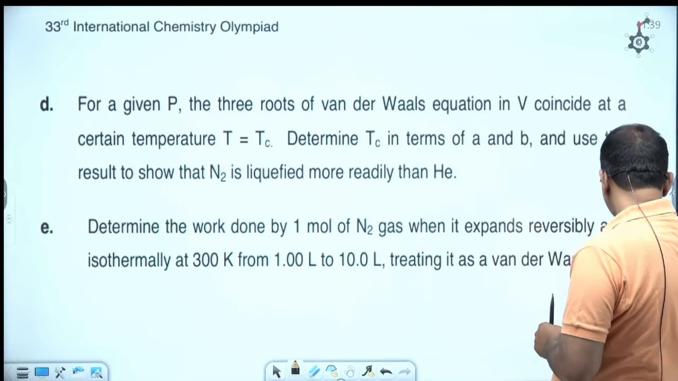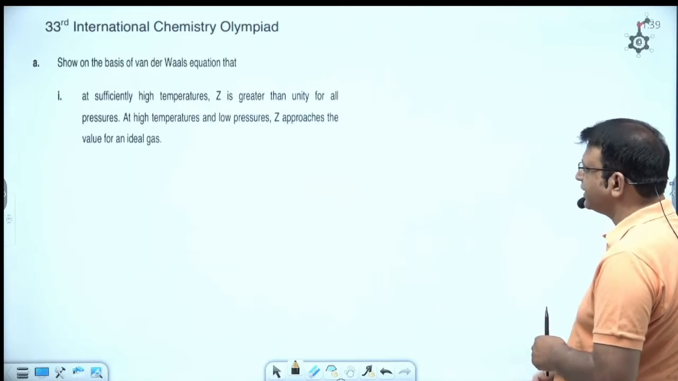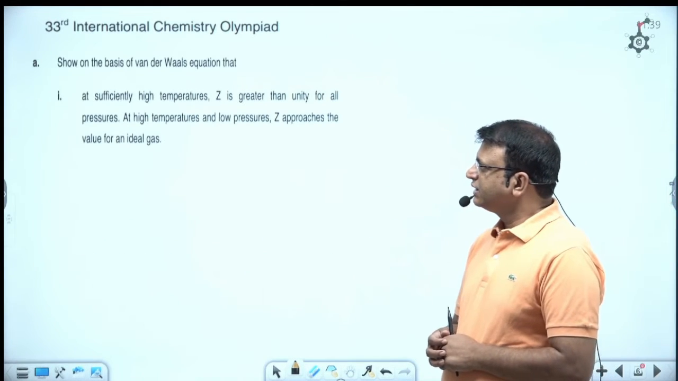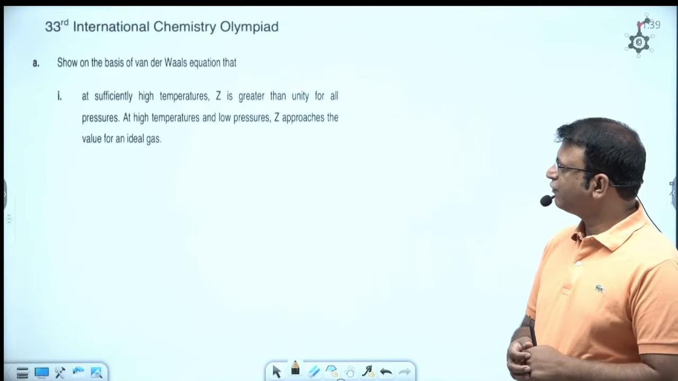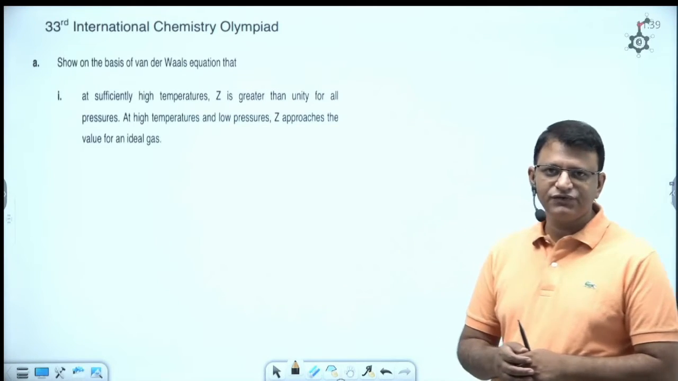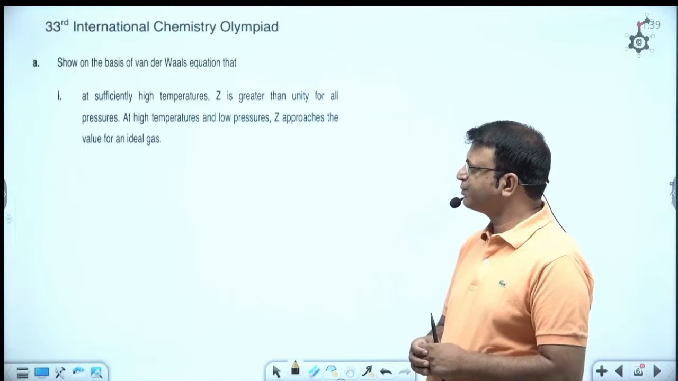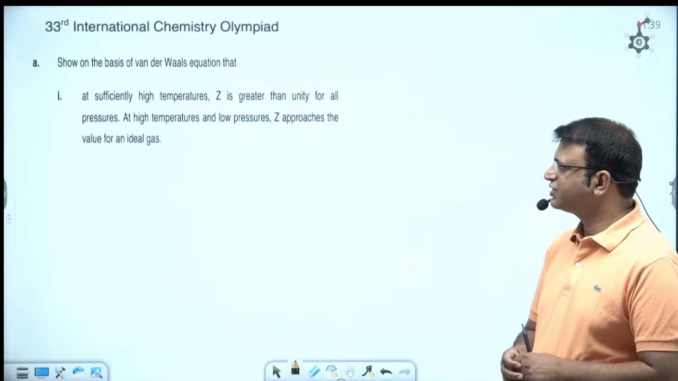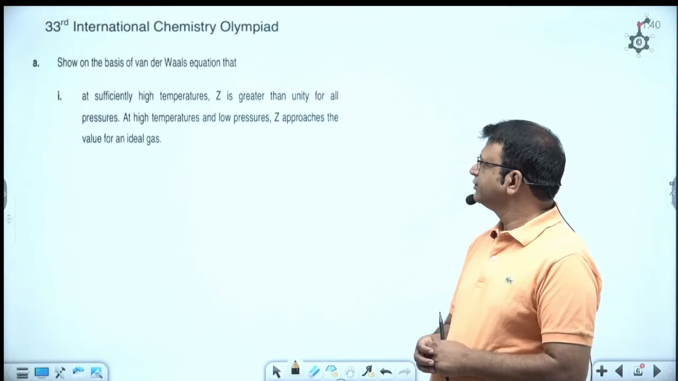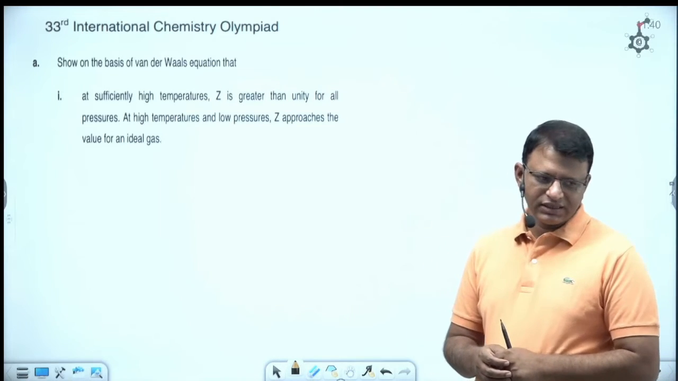So we are starting with the first problem, that is show on the basis of van der Waals equation that at sufficiently high temperature Z is greater than unity for all pressures. At high temperature and low pressure Z approaches the value of an ideal gas.